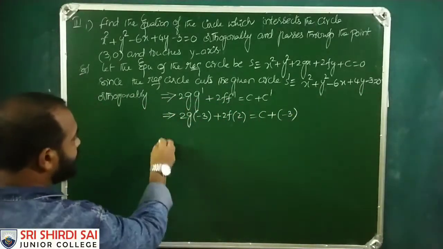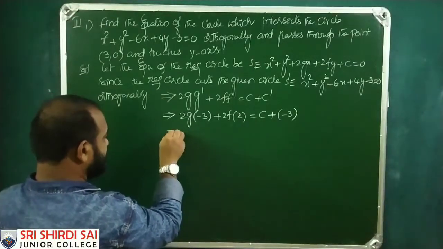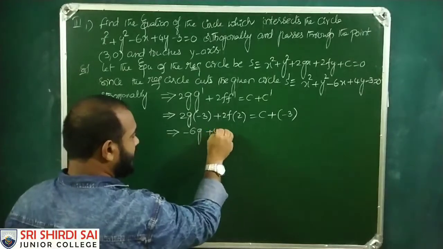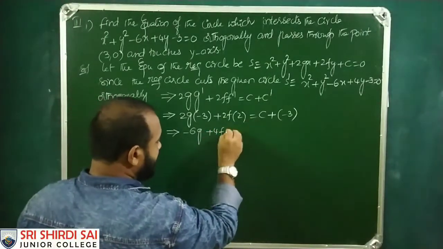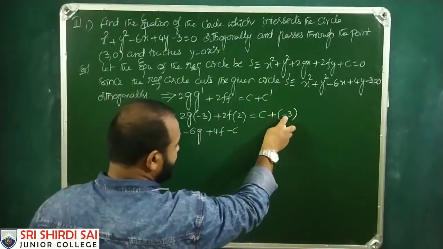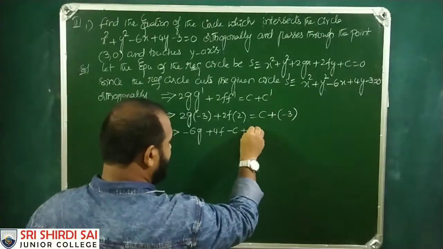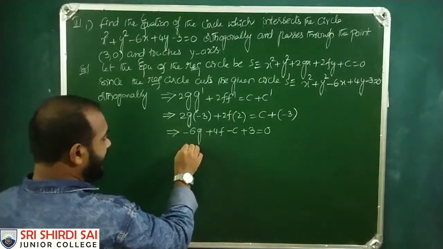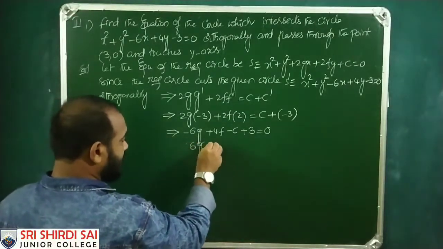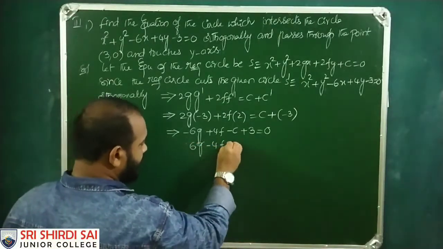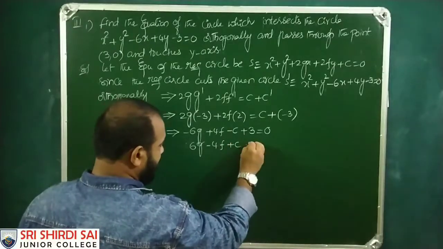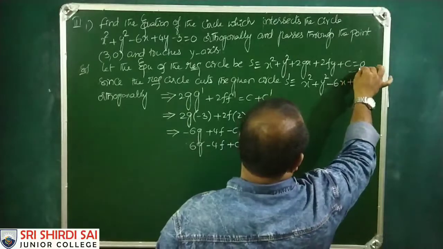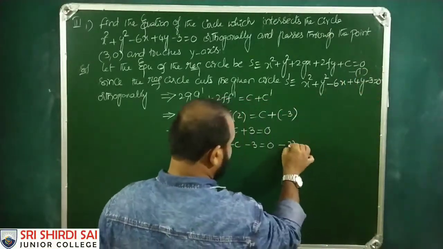This gives minus 6g plus 4f equals c minus 3... more precisely, minus 6g plus 4f minus c plus 3 equals 0. If I take minus in common, 6g minus 4f plus c minus 3 equals 0. So this is the first equation. Let us take this to be the second equation.